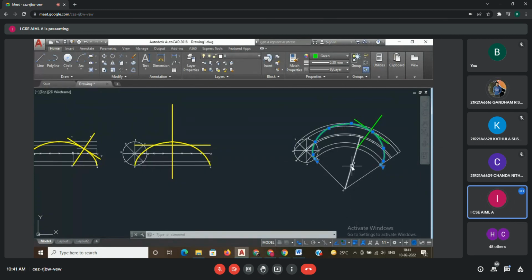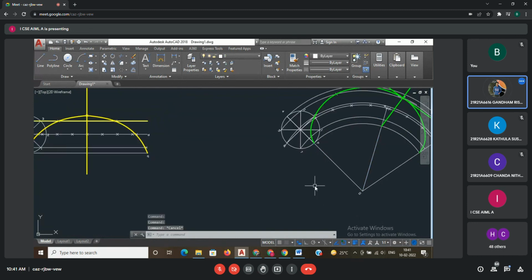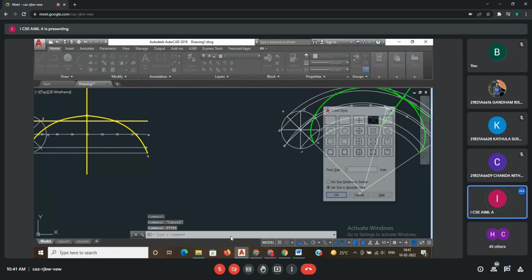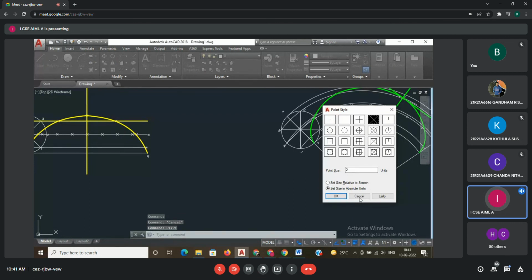Okay, that is the PD mode. Type PD mode. Suppose you forget this command and you are not getting the points, you have to remember only one command, that is point type, PT. Enter. You will get any one point. By default, what will happen? It may be like a point. That's why if you type point style or PT, you will get this window. Select this, change the size and press OK.